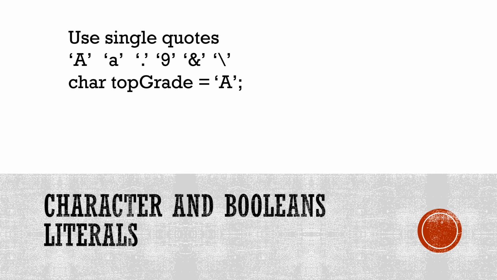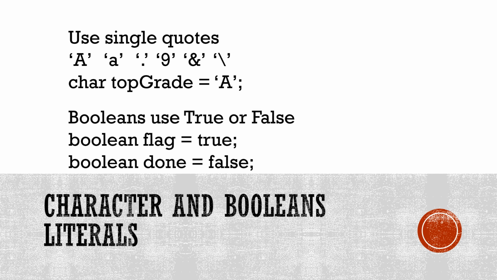So here we have char, or character, which is the data type for the variable top grade. Then we have the value, and instead of the numerical value, we have a character value, A. So when we write top grade, Java will replace the variable top grade with the letter, and only the letter, A. A Boolean indicates whether or not a condition is true or false, and only true or false.